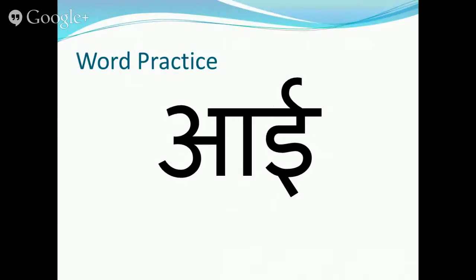So now we're going to practice a few words. We haven't read words before; we've just been doing individual sounds, but now it's time to do some words. I'm going to give you a few seconds and you say what this word is. This is I. So it's A followed by E. I.